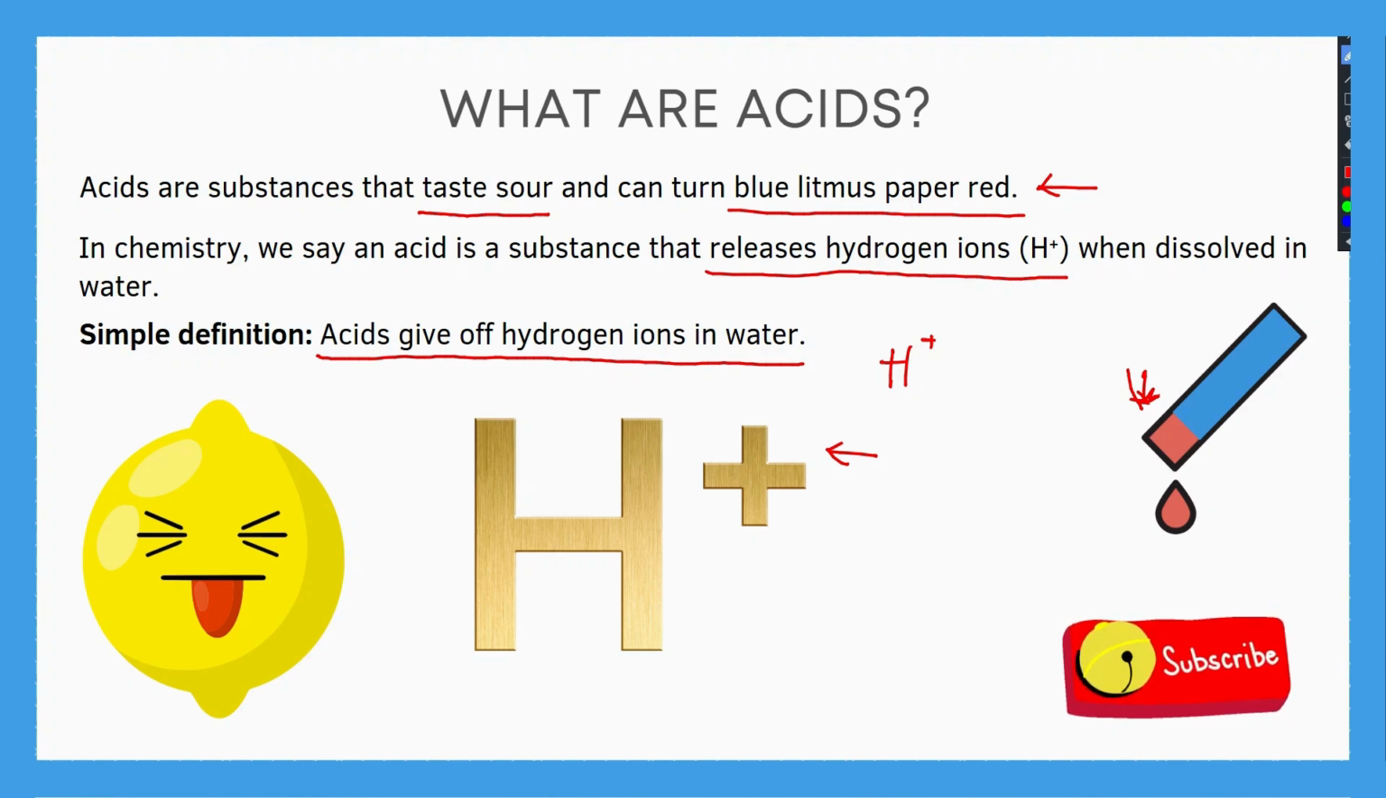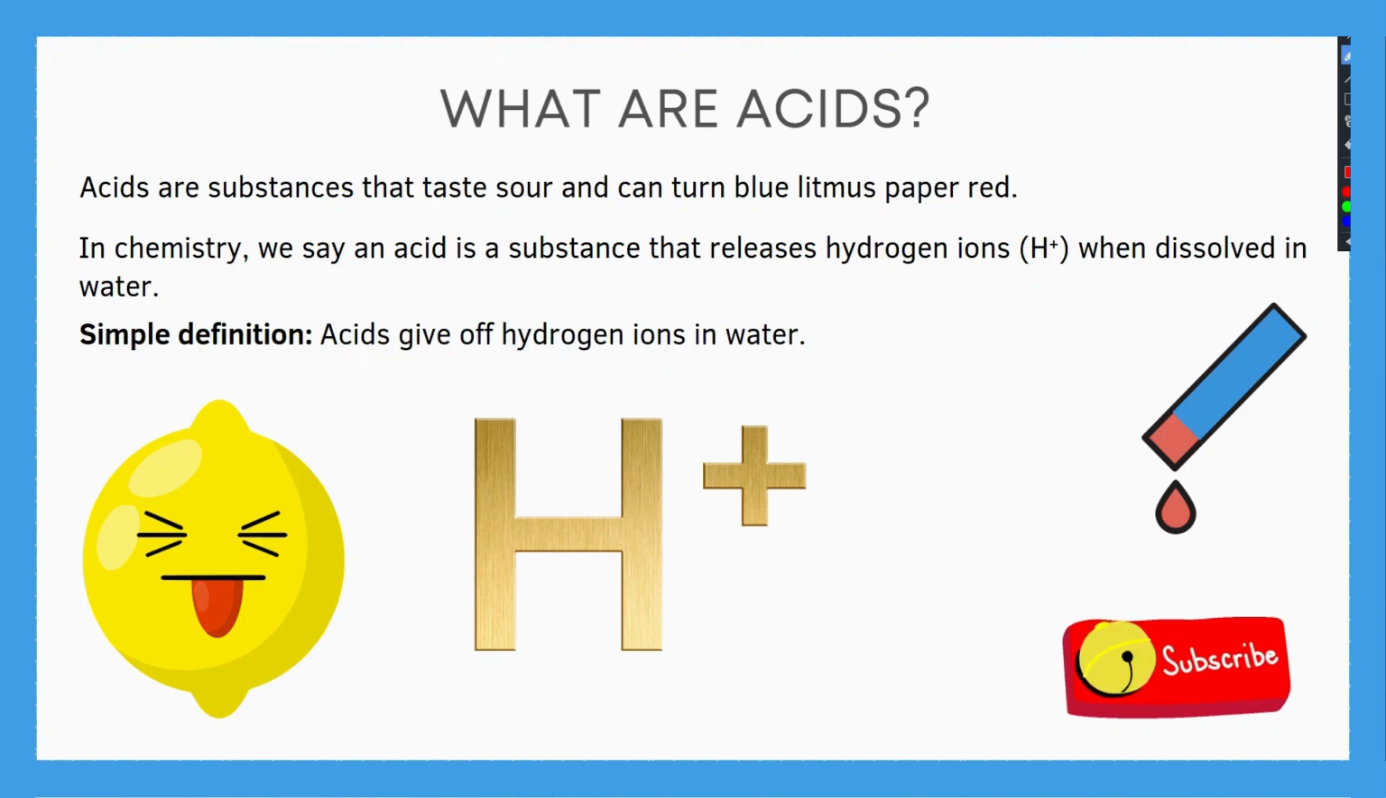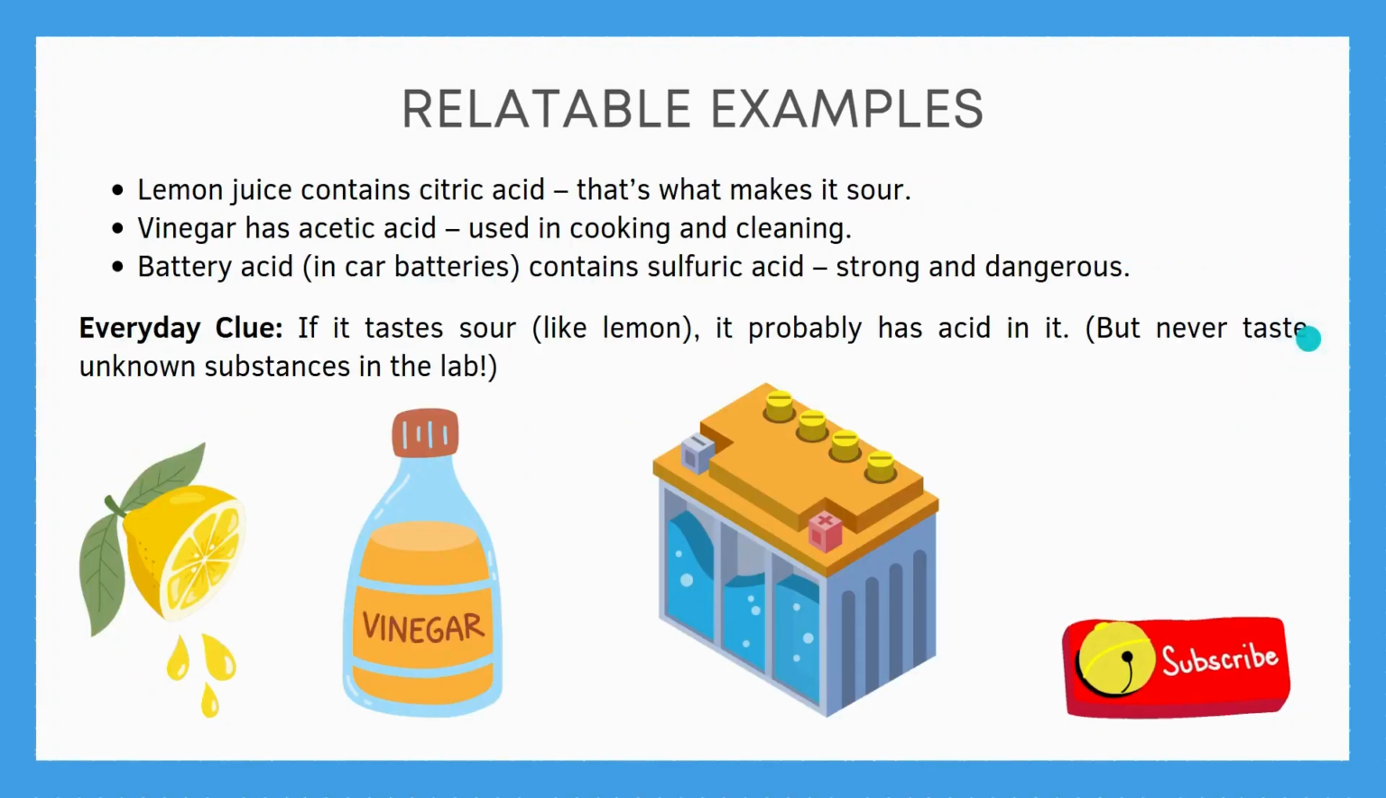A very good example of the concept of acids is the acid that we call hydrochloric acid, HCl. When you dissolve HCl in water, and water has the formula H2O, one of the things that will be released is hydrogen ions. Every acid has that characteristic. It gives off hydrogen ions when it is dissolved in water. Now that we've defined what acids are, let's move on to the next concept.